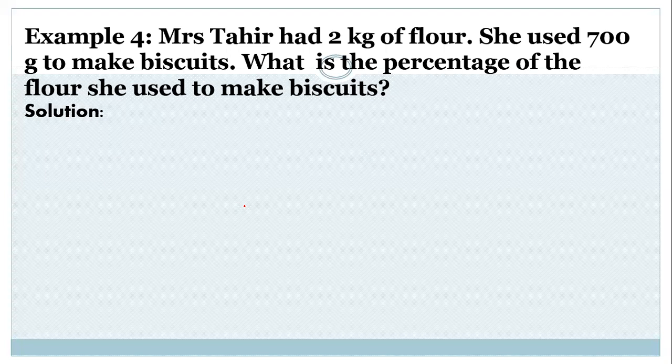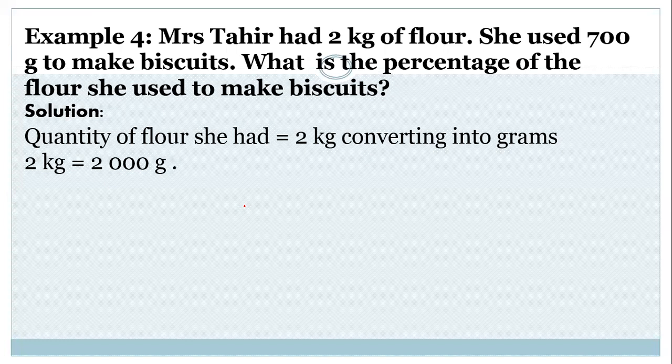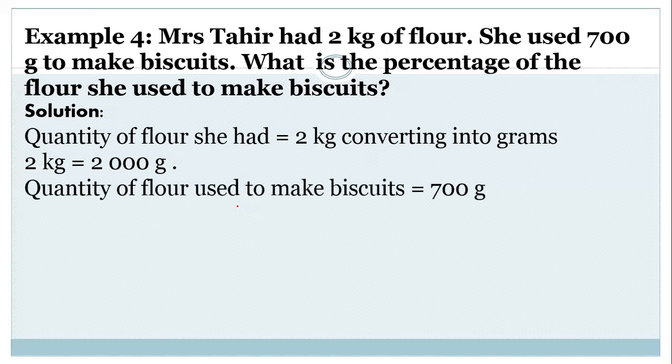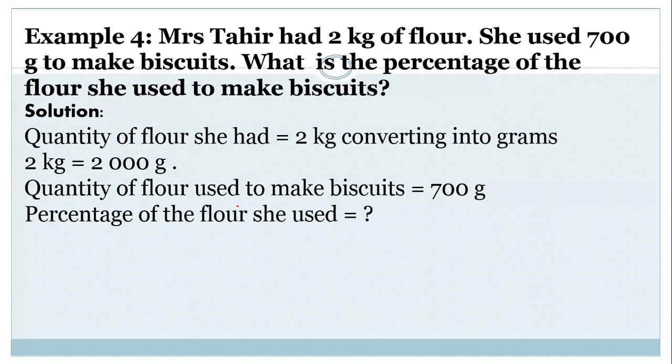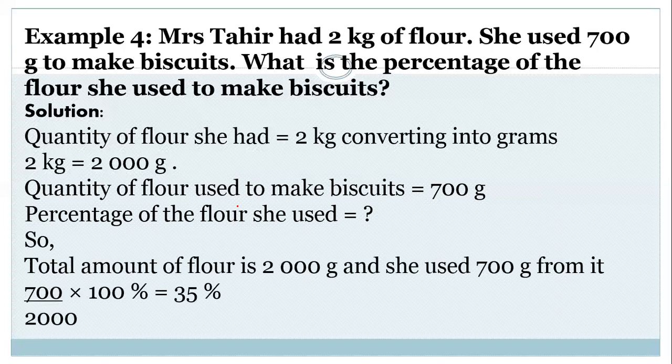2 kilograms is equals to 2000 grams. This is the total amount of flour she had. She used 700 grams. We have to find out the percentage of the part. So, we are going to write it as a fractional form. 700 divided by 2000 multiplied by 100%.